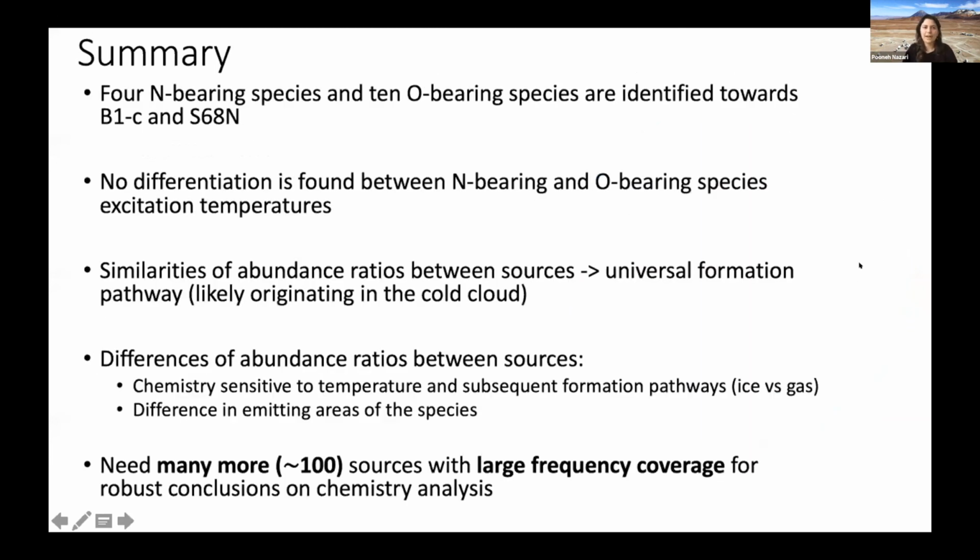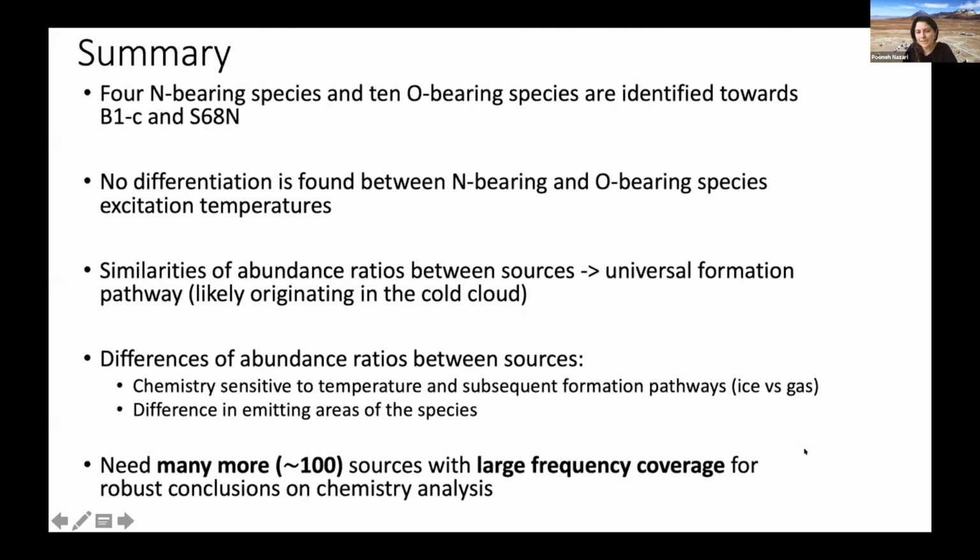So to summarize, we found 4 N-bearing species and 10 O-bearing species towards these sources, and we didn't find any difference in excitation temperatures of N-bearing and O-bearing species, but this could be related to our large error bars. The similarities of abundance ratios between sources could point us to the fact that for some of these molecules, their abundance ratios are already set in the cold cloud, and the differences in abundance ratios could be either due to a different chemistry that is sensitive to temperature and substructures, or due to a difference in emitting areas of the species.